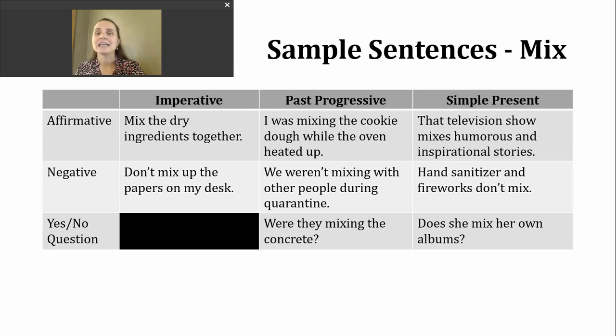If I want to make a yes or no question in the simple present, I'm going to start with do or does, then I'll have my subject, and then the base verb. Here's an example of that. Does she mix her own albums? So this sentence is connecting back to that third definition of combining musical sounds or songs, and we're asking if that person does it for her own music or a collection of songs.